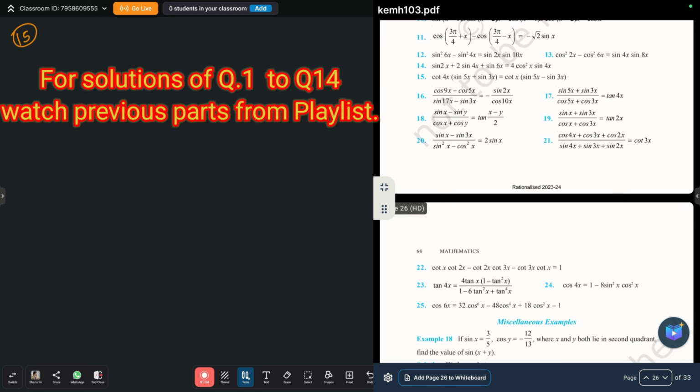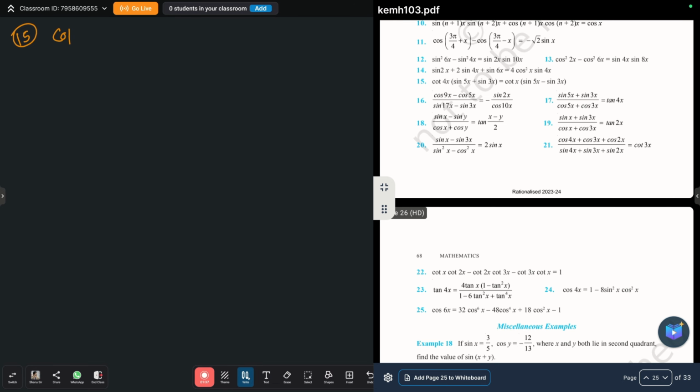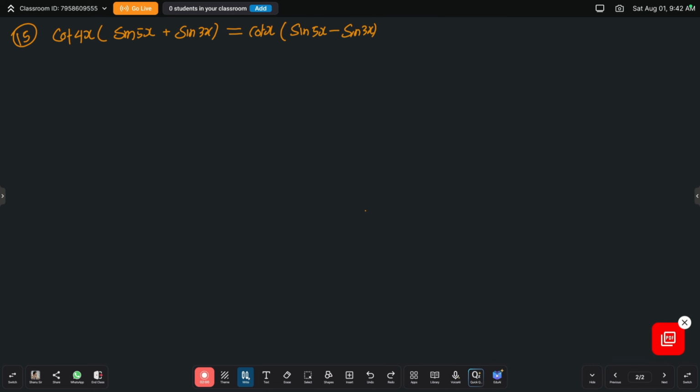Question number 15, let me write. Cot 4x sin 5x plus sin 3x equals cot x sin 5x minus sin 3x. You want to prove LHS equals RHS. For proving, either you can take the left hand side and prove the right hand side, or if you can prove the complete expression, that is also one way to prove.